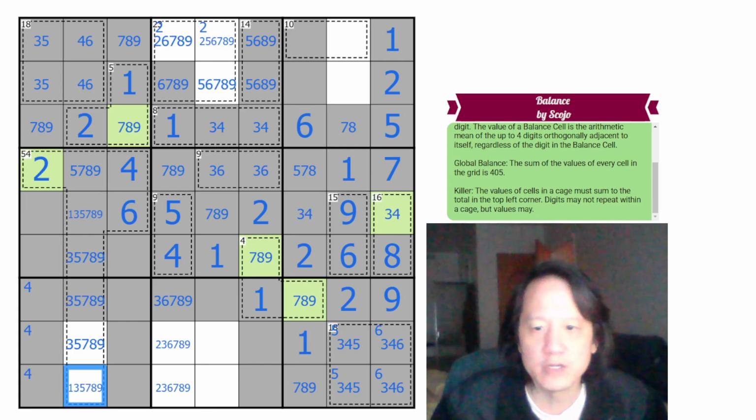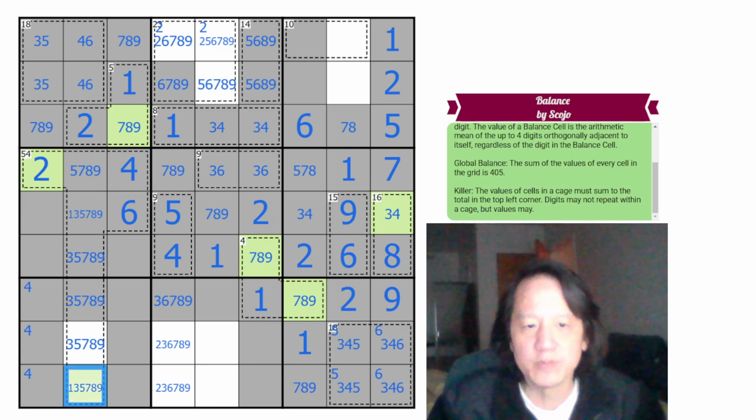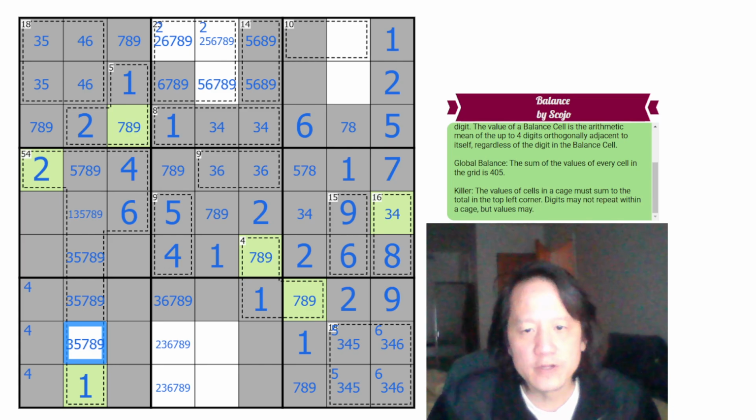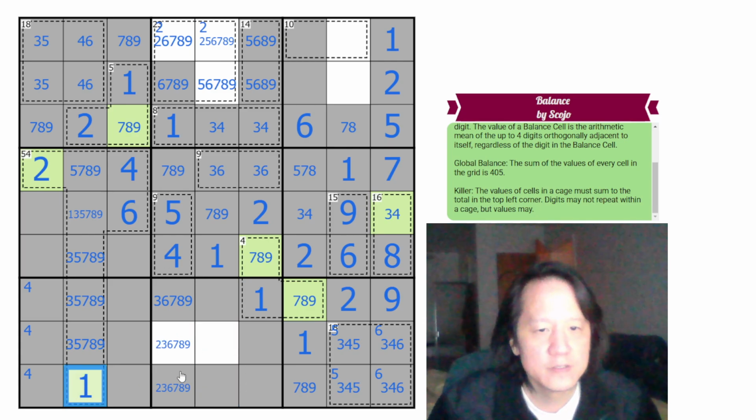So it must be here. So this must be the balance cell, and it must be 1. Therefore, this cannot be a balance cell. These can't be balance cells. One of these two is. And we know 5 or 6 is here. We also know 5 or 6 is the balance cell here. We're not sure which, though.